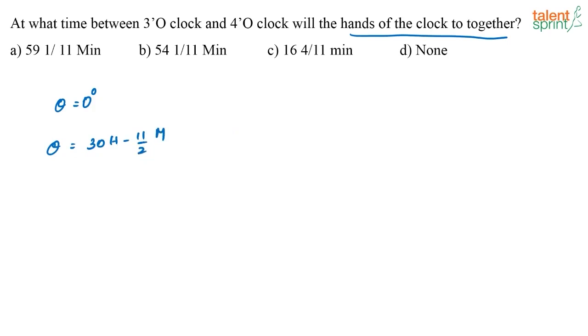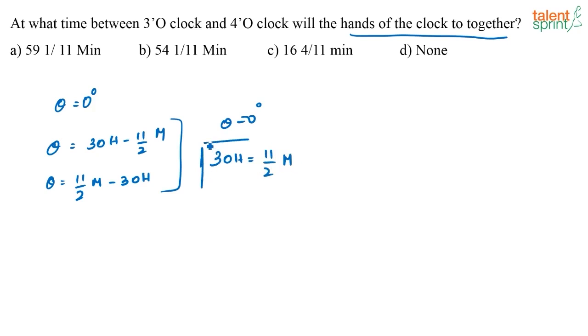If the minute hand is behind the hour hand, theta is equal to 11 by 2m minus 30h if the minute hand is ahead of the hour hand. Whichever be the case, here theta is 0 degree. What does that mean? I can say 30h is equal to 11 by 2m. So whenever theta is given as 0 degree, you can directly say that 30 into h is equal to 11 by 2m.